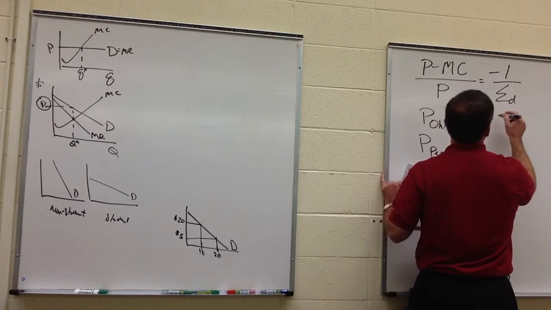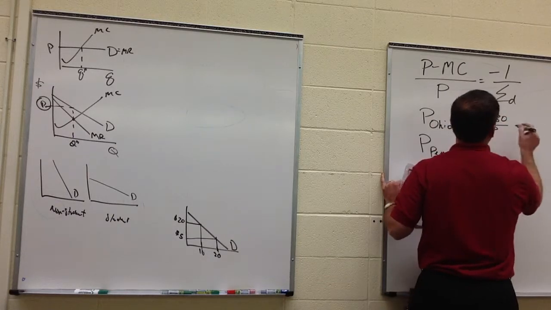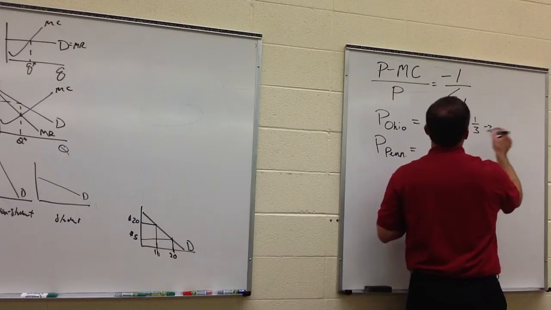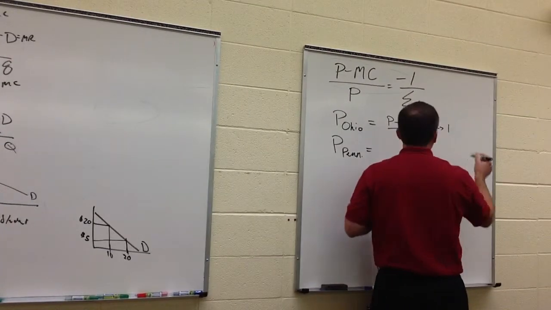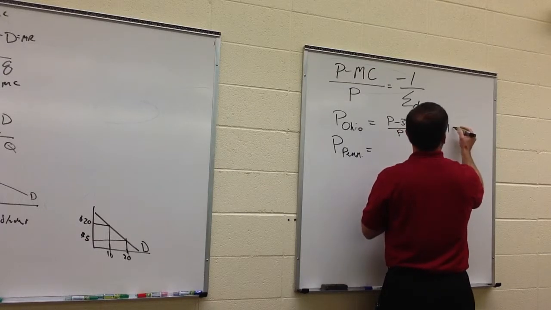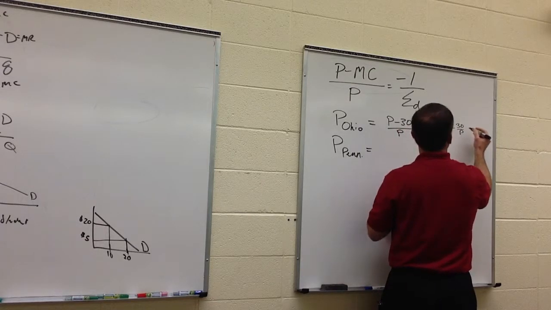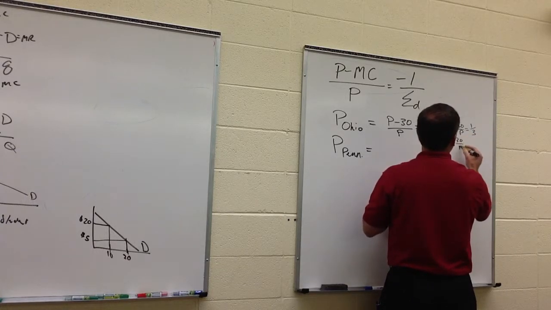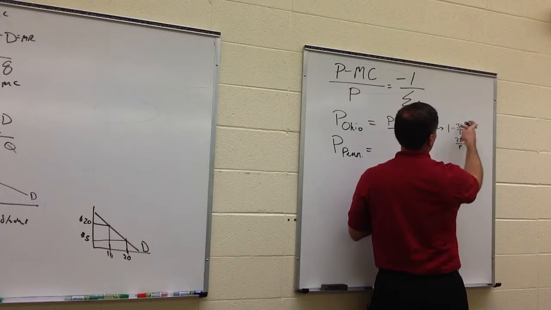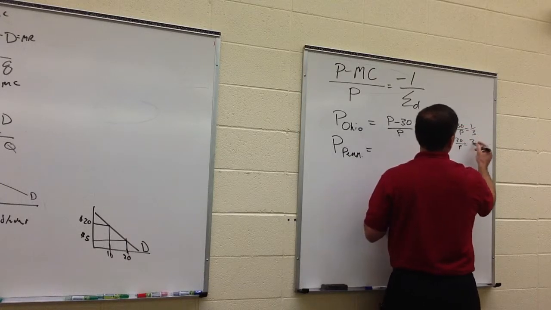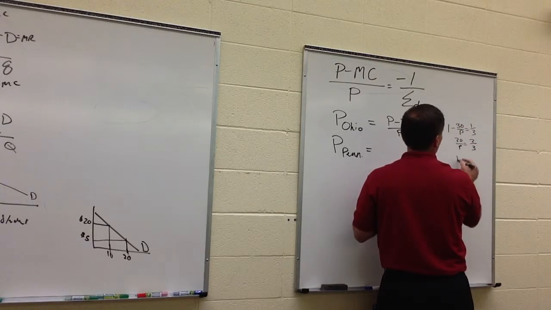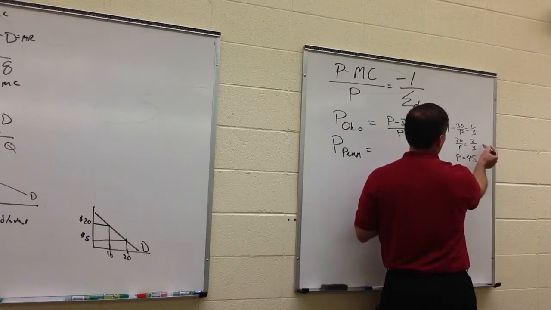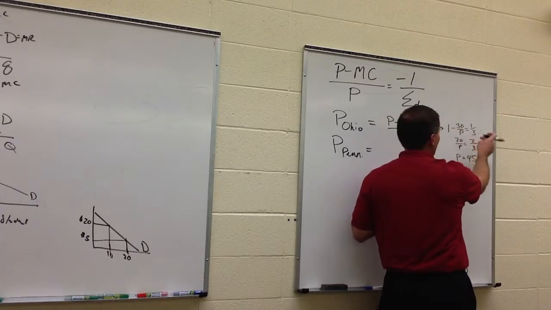So P minus 30 over P equals 1/3. And so this equals 1 minus 30 over P equals 1/3. 30 over P equals, and now we can bring this over to here, 1 minus 1/3 equals 2/3. P equals 45. Right? 3 times 30 is 90, divided by 2 is 45.